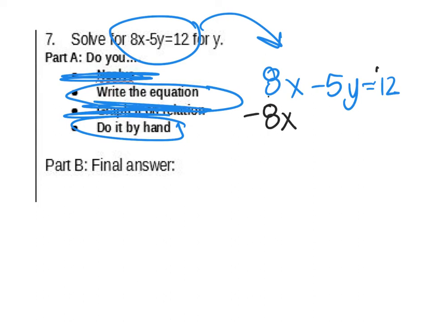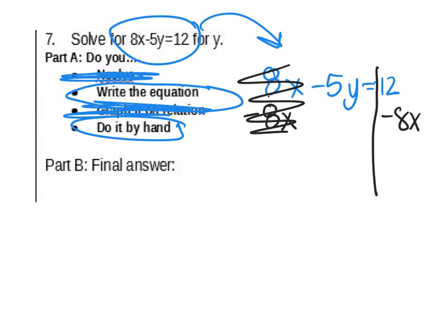What I do on the left, I'm going to do on the right. So now this goes away. So now I have negative 5y is equal to negative 8x. What about the 12? Well, that's positive 12. How do I know that? Because I don't have a negative sign.